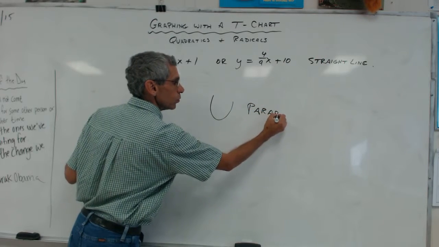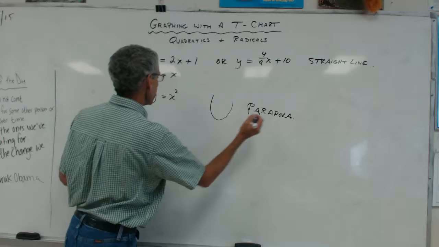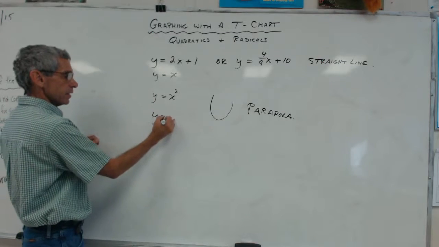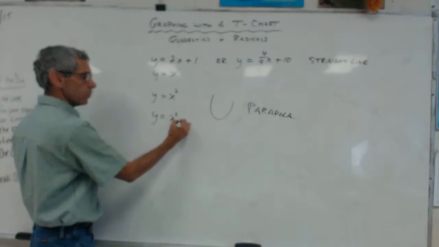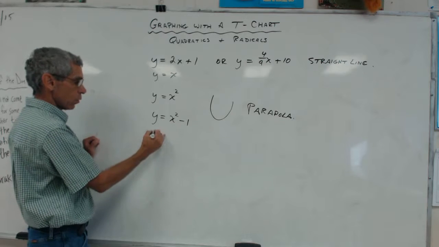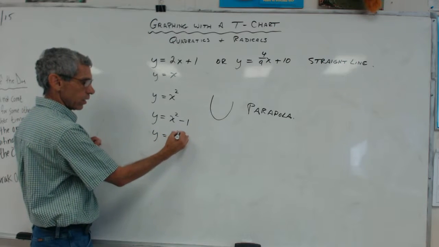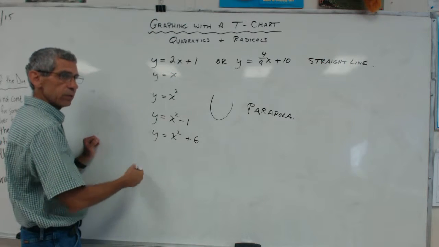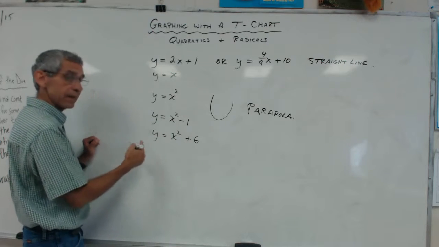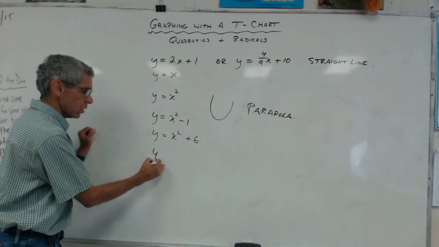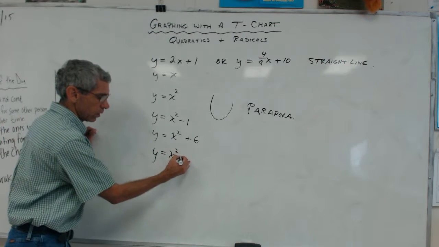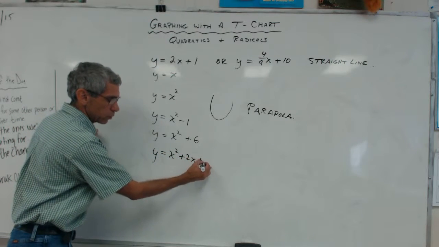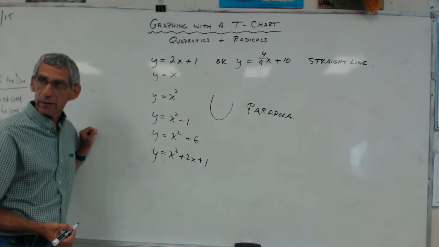All right? So you might see equations like this: y equals x squared minus 1, or y equals x squared plus 6, right? I mean, it could be anything, as long as it has an x squared in there. It can have an x too. I could do this: y is equal to x squared plus 2x plus 1. I could do that, right?